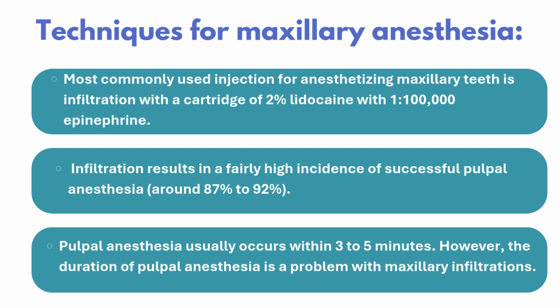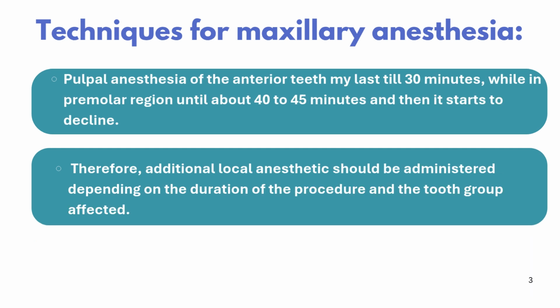Pulpal anesthesia usually occurs within 2 to 3 minutes, which is fast compared to lower anesthesia. However, the duration of pulpal anesthesia is a problem with the maxillary infiltration, so you have to bear that in mind. If you are doing, for example, a root canal in an anterior tooth, you have pulpal anesthesia that would last for 30 minutes. So after 30 minutes, you have to consider maybe another injection. While in a premolar region, 40 to 45 minutes. So you need to administer an additional anesthetic depending on the duration of your procedure.